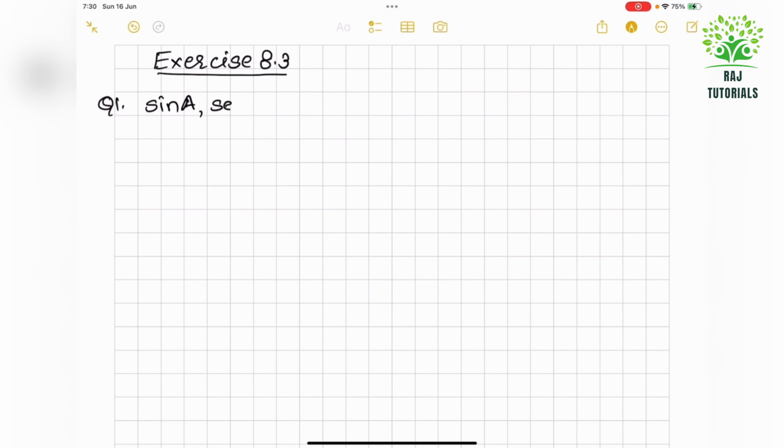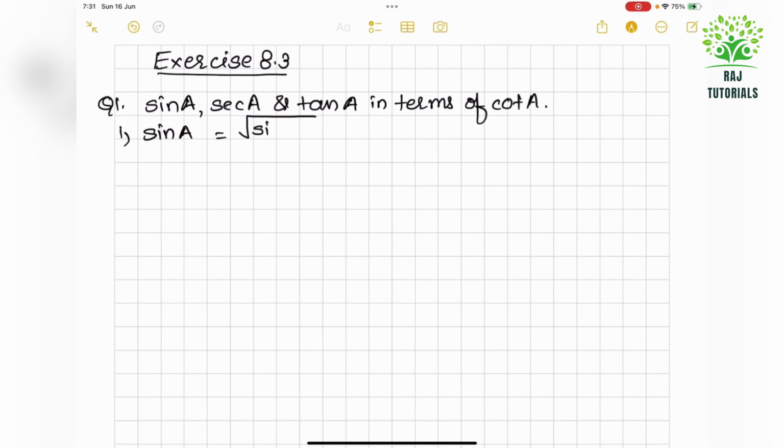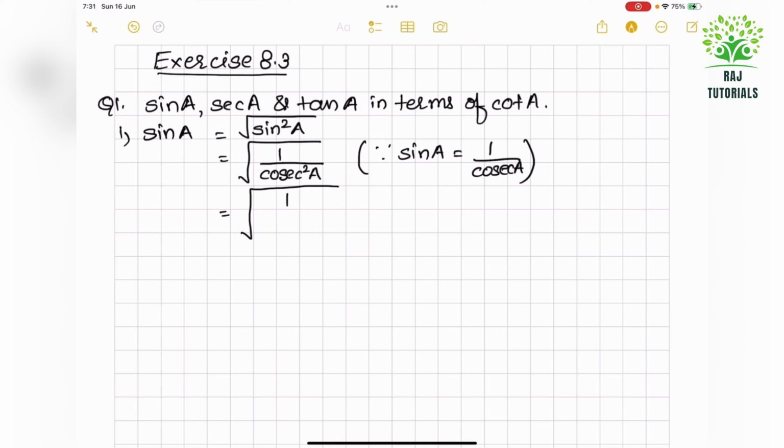Exercise 8.3, first question says, express the trigonometric ratios sin A, sec A and tan A in terms of cot A. So first is sin A. So I can write sin A equal to square root of sine square A. Now this I can write as square root of 1 upon cosec square A, because sin A equal to 1 upon cosec A.